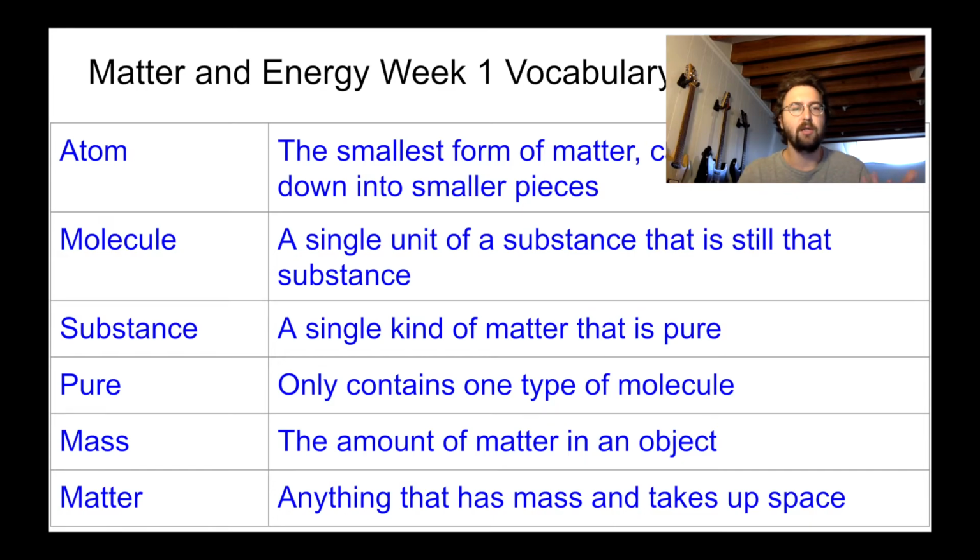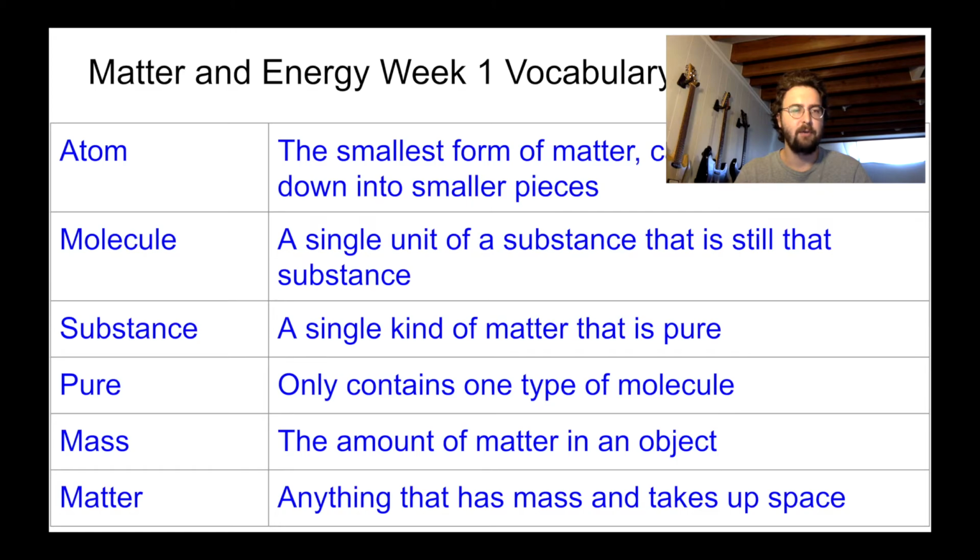And pure goes along with substance. Again, something is not pure if it has more than one type of molecule in it. So pure gold would be 100% gold atoms. And gold is an atom, not a molecule. So only gold atoms would be pure gold. Now it's really difficult to get something 100% pure. So when we say pure gold, it's usually about 99.99% gold. So mostly gold. And then the last two are mass and matter.